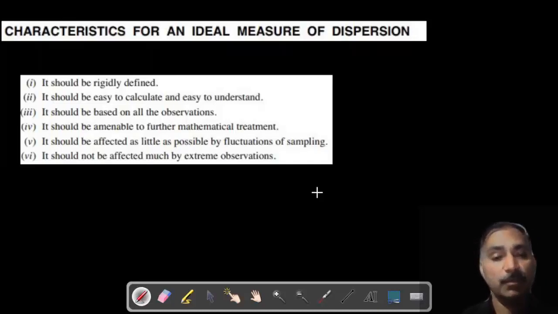As I told you, if we take the median, the extreme number, the last number, however big it is, we have nothing to do with its value. But when it comes to dispersion, we should have the concept that it should not be affected by extreme observations to that extent. Is it clear? Let us go to the next point.